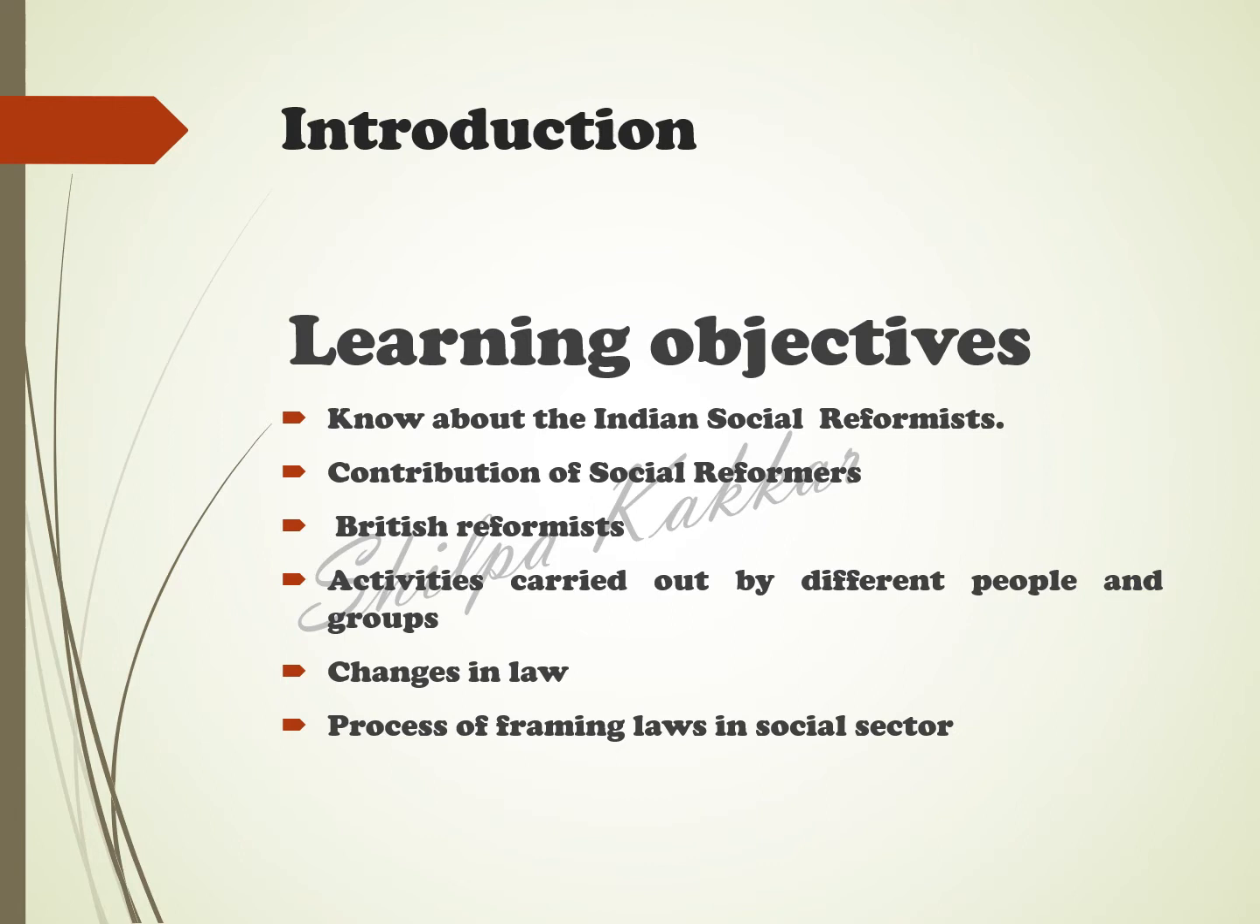The learning objectives of this chapter are to know about the Indian social reformists, contribution of social reformists, British reformists, activities carried out by different people and groups, changes in law, and process of framing laws in two sectors, social and religious.